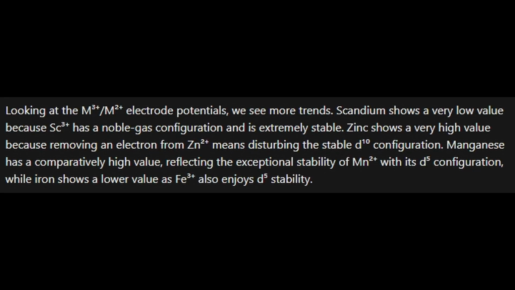Looking at the M3+ over M2+ electrode potentials, we see more trends. Scandium shows a very low value because Sc3+ has a noble gas configuration and is extremely stable. Zinc shows a very high value because removing an electron from zinc 2+ means disturbing the stable d10 configuration. Manganese has a comparatively high value, reflecting the exceptional stability of manganese 2+ with its d5 configuration, while iron shows a lower value as Fe3+ also enjoys d5 stability.